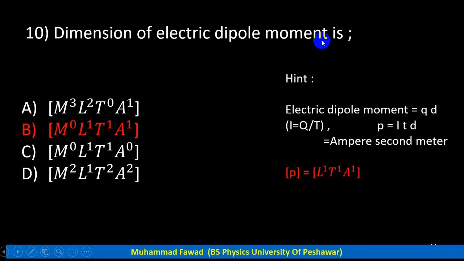Dimension of electric dipole moment is... and we know that electric dipole moment is equal to QD. We also know that I is equal to Q divided by time. We will write IT instead of Q. Therefore, P will be equal to ITD, and its units will become ampere second meter, and its dimension will become length for meter, T for second, and ampere A. Therefore, here the correct option is option B, which is M0, L1, T1, and A1.